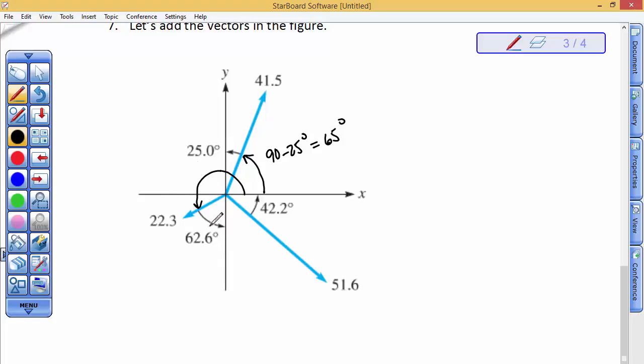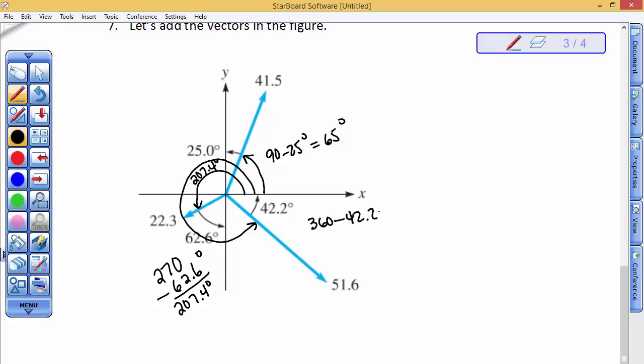So what if I took 270 and subtracted 62.6 degrees from it? I would get 207.4 degrees. So that's what I'd use right here for this angle, 207.4 degrees. That makes sense. 180 plus about 27. And then to find the magnitude of this angle, see this 42 degrees? To get this positive angle, I'd go ahead and take 360 and subtract the 42.2 degrees. And so I would use an angle of 317.8 degrees for that one.